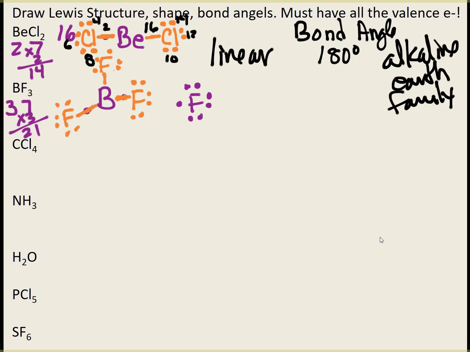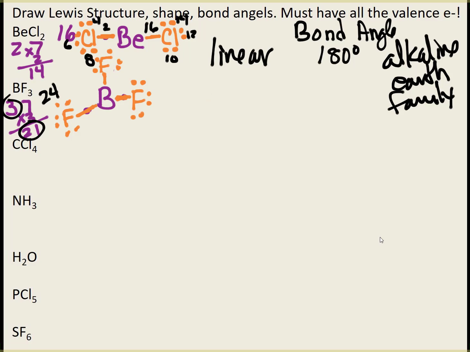Just double check that we have all the electrons. So each fluorine has 8 now. So 8 plus 8 plus 8. I do have a total of 24, which was my 21 plus my 3. That does give me 24. So I accounted for every valence electron. Let me just erase this fluorine right here.